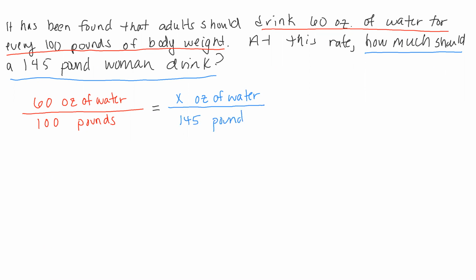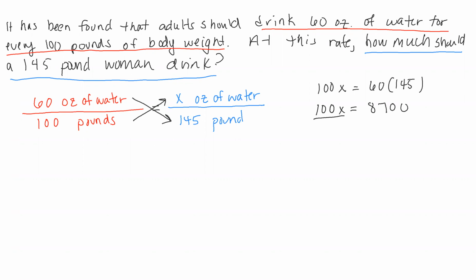All right, so we read through the information. We found our two rates. We set up the rates so that units line up horizontally. We're now good to cross multiply and solve. So I'm going to cross multiply like this. I'm going to get 100 times X equals 60 times 145. So 100X equals, let's see what 60 times 145 is. We get 8,700.